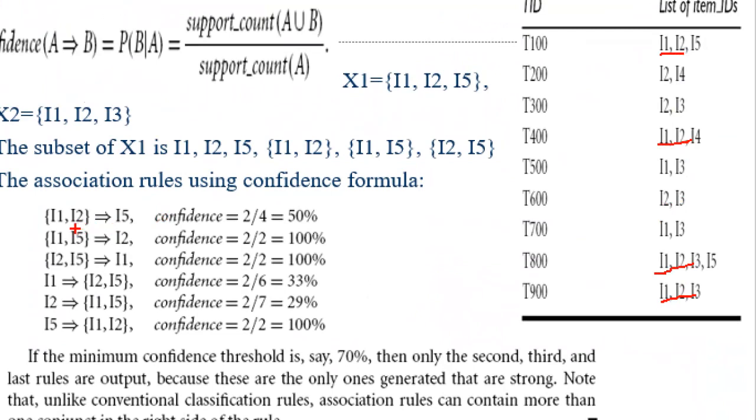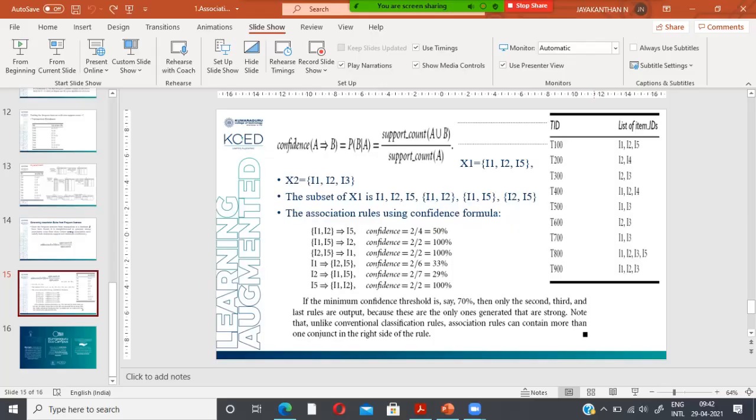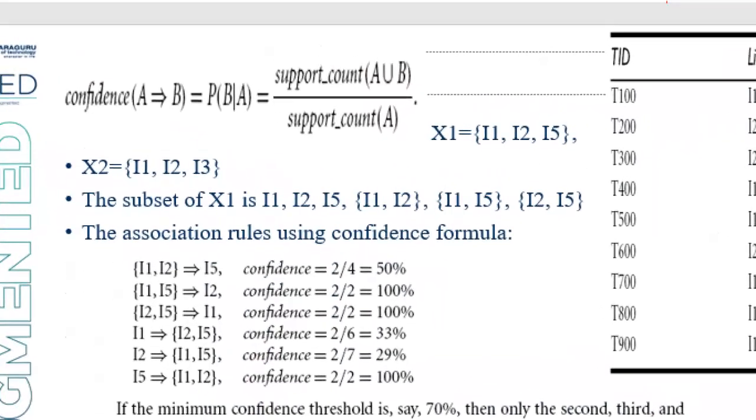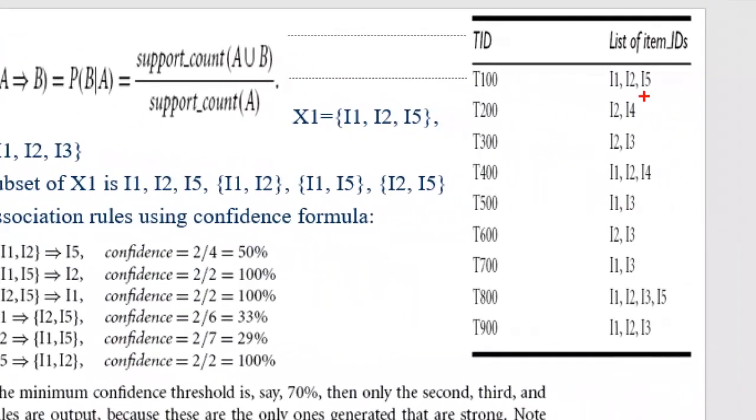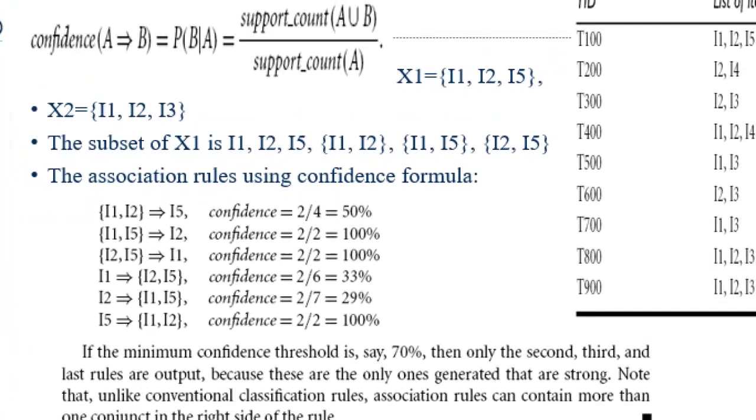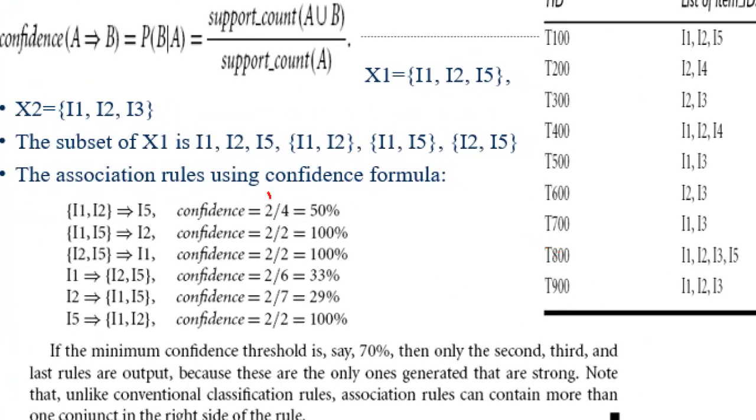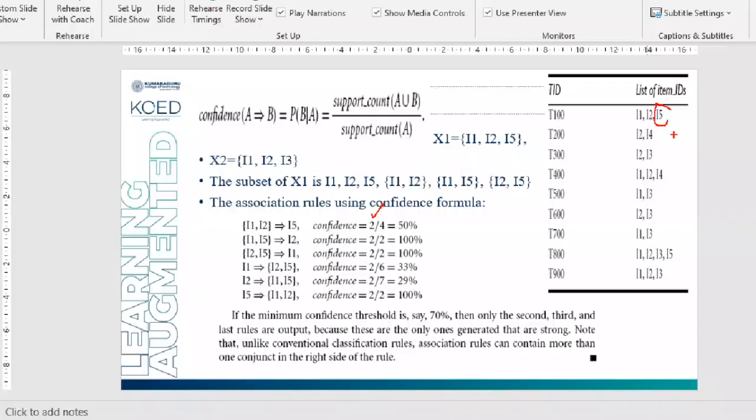First we have to find A union B. A union B means how many transactions contain I1, I2, I5. I1, I2, I5 is in two transactions. That is mentioned here. Next we have to find I5, which occurs one time. Then we have to find A union B divided by A.